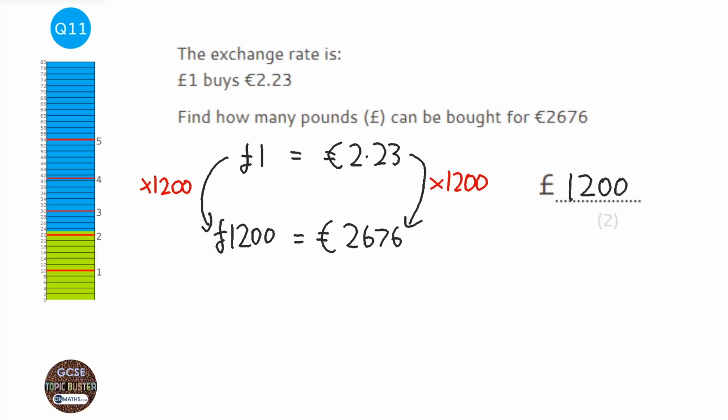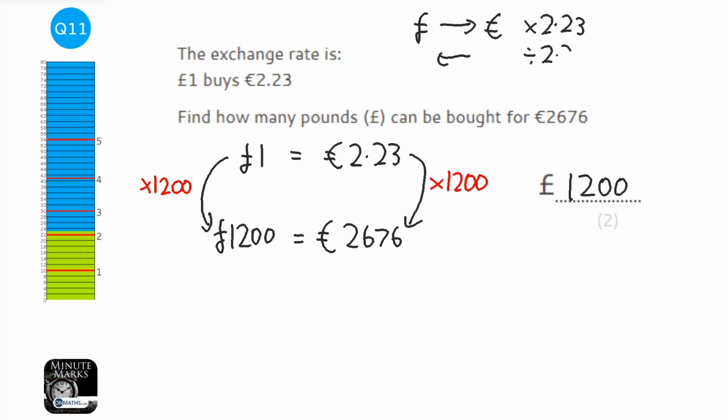Now there's different ways of doing it, different ways of thinking about it. What you can think about is to get from pounds to euros, we times by 2.23. So therefore, to go the other way, we're going to divide by 2.23, and so you just do 2676 divided by 2.23. There's loads of different other ways of doing it. You can do it with ratios as well.